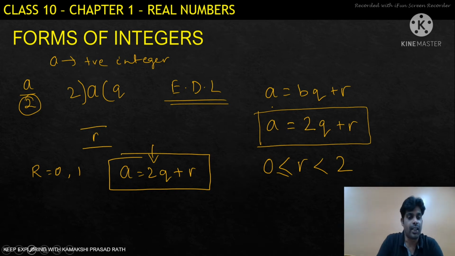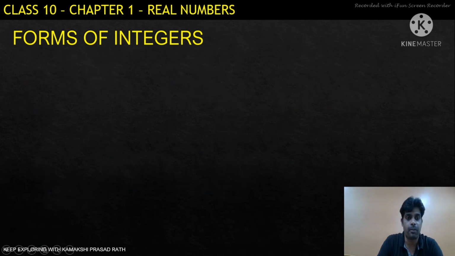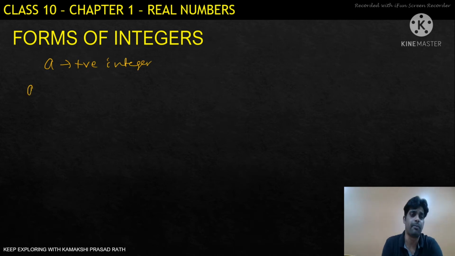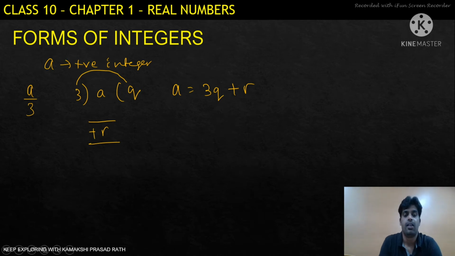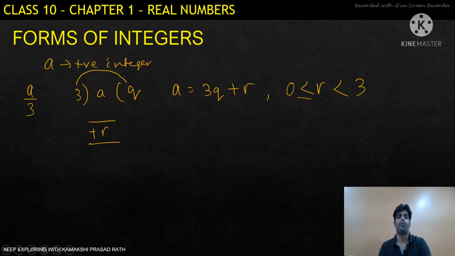Okay, so let's consider the same way one more example. Now let's consider a as a positive integer and let us divide it by 3. Same thing, we divide by 3 and we get a quotient and we get a remainder. So now how can we write? A can be written as 3q plus r. You can see here 3q plus r. So 3 multiplied by q plus r, divisor multiplied by quotient plus remainder, and the condition for r is it should be less than 3 and greater than or equal to 0.